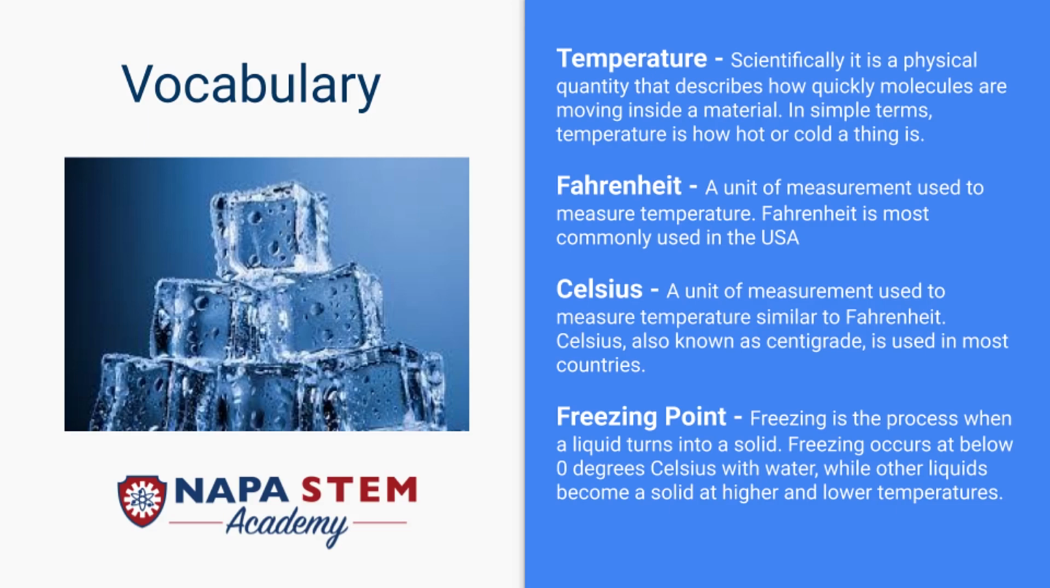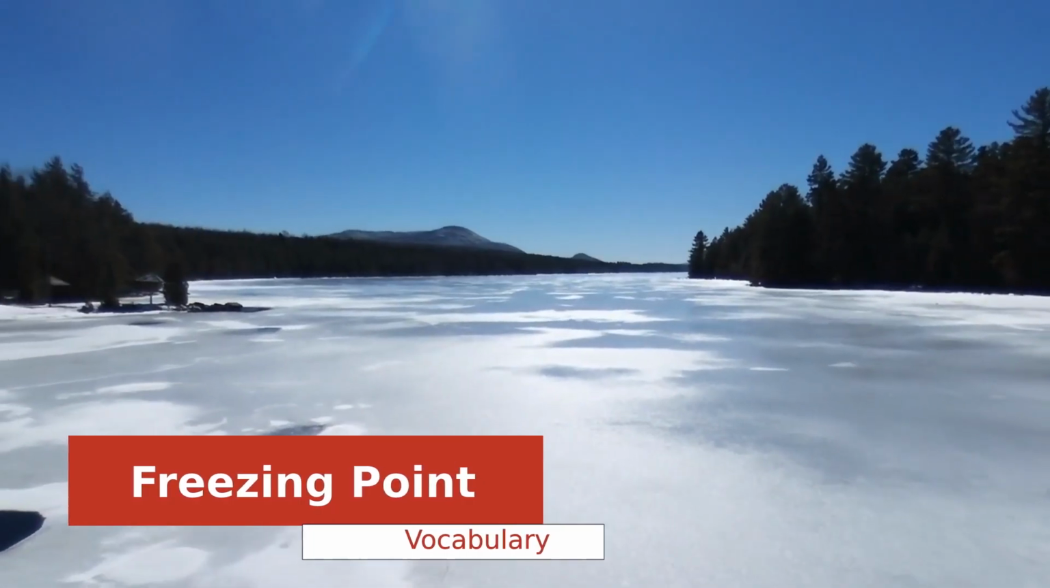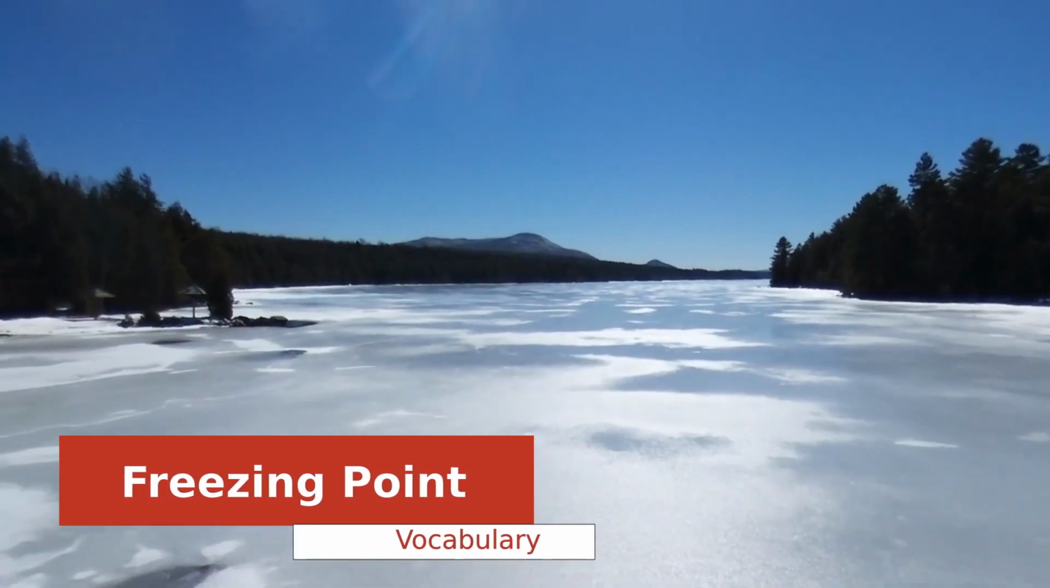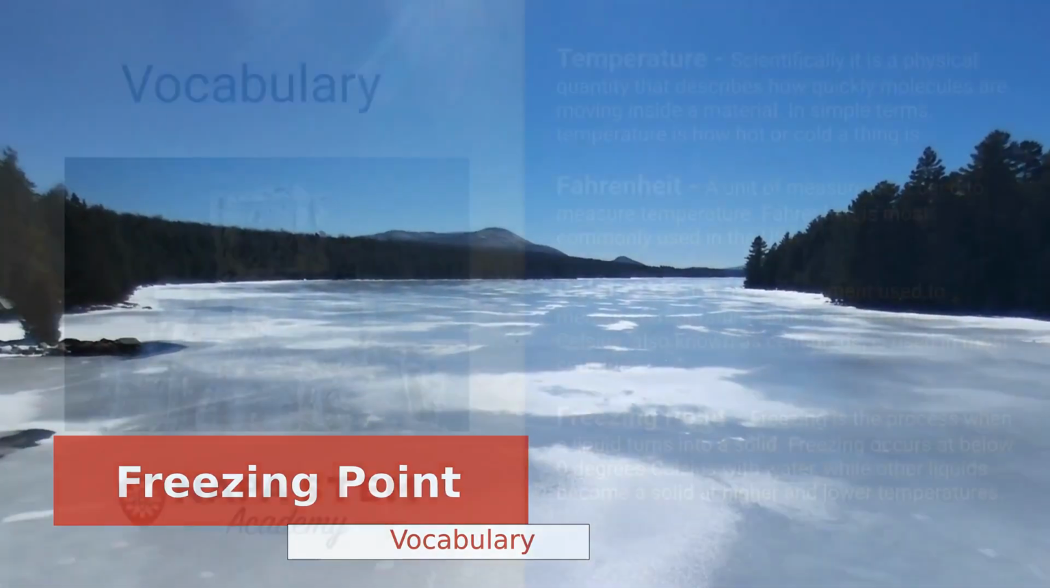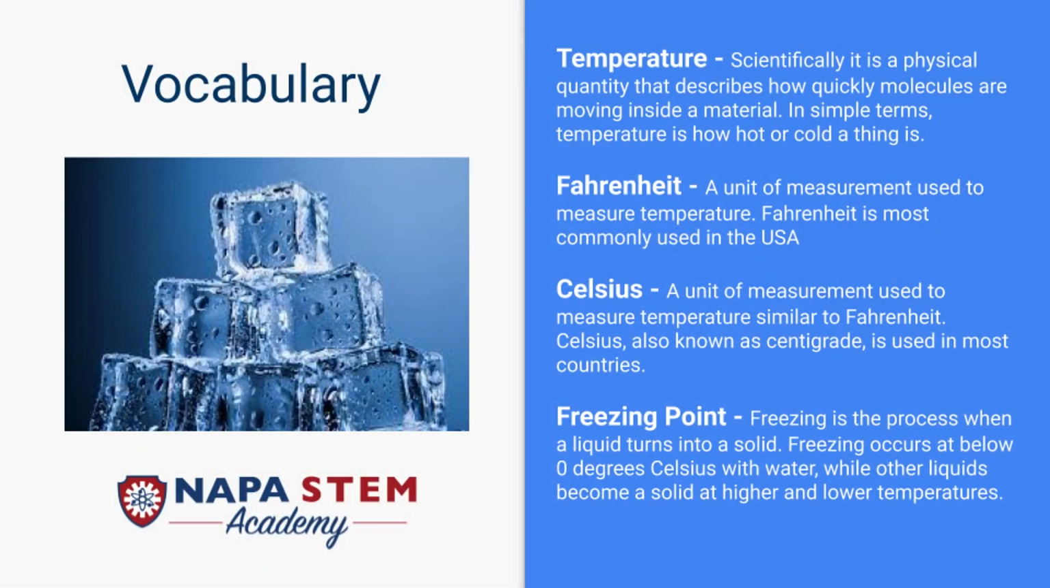Freezing is the process when a liquid turns into a solid. Freezing occurs at below 0 degrees Celsius with water, while other liquids become a solid at higher or lower temperatures. So for ice and other frozen goods that you keep stored in your freezer, it makes sense that you would keep them separate from things like produce or milk, because the freezer freezes things at a lower temperature.